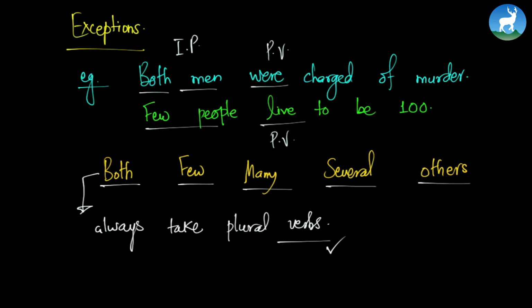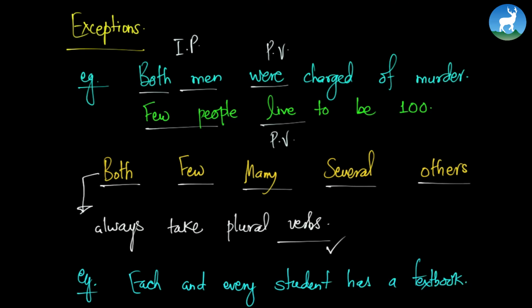Another thing is there's a slight deviation to the first part of rule number 3. If I write something like this, each and every student has a textbook. Now each and every is an indefinite pronoun followed by a singular verb. What I mean to say is that subjects with each of, every, either, either of, neither, neither of, one of, and so on are always singular and agree with singular verbs.